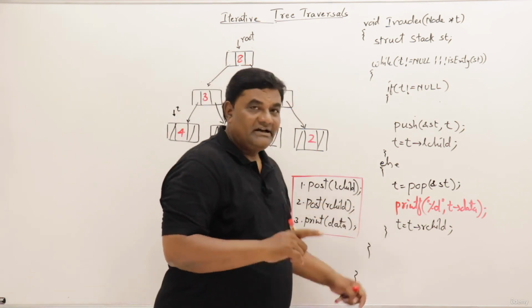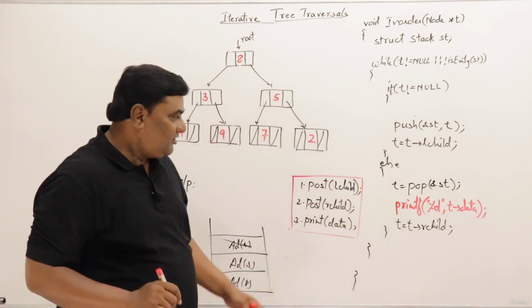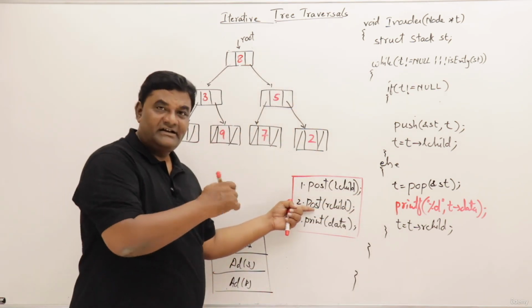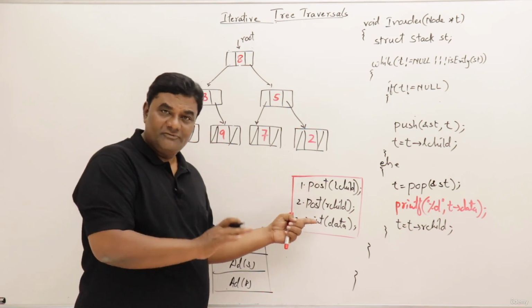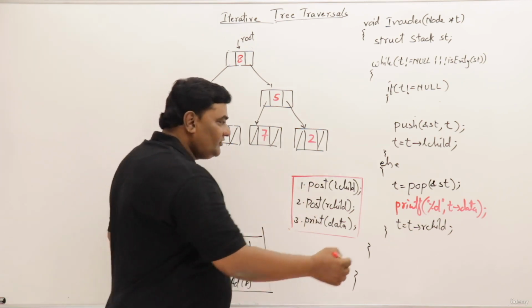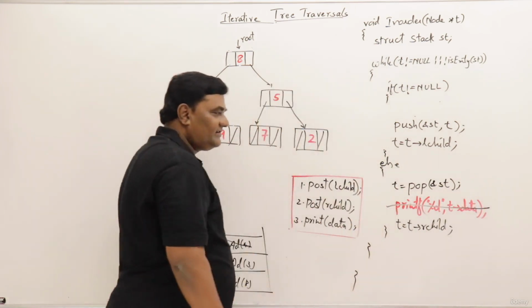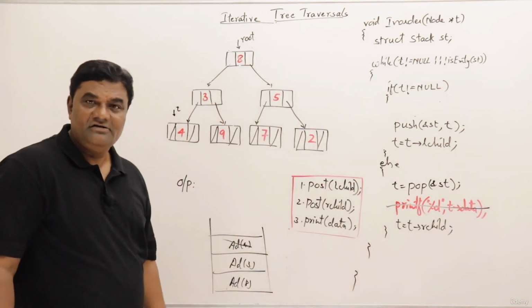Print and go to right child. No, don't print. Post order means first go to right child. Afterwards print. Left child over, right. Go to right child, then print. So we should not print this one. It should not be printed.